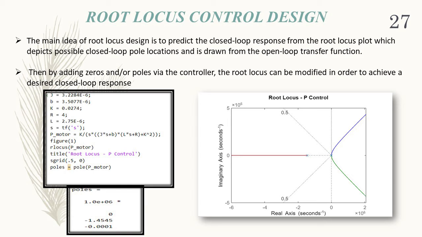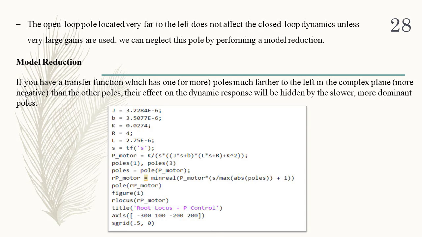Given below is an open loop transfer function and the root locus is plotted. The poles that are obtained are 1 times 10 raised to 6, minus 1.4545 and minus 0.0001. Clearly, the pole at 1 times 10 raised to 6 is very large and is located far to the left in the complex plane. In such a scenario, we can perform a model reduction. If you have a transfer function with one or more poles much farther to the left in the complex plane than the other poles, the effect on the dynamic response can be hidden by the slower, more dominant poles.